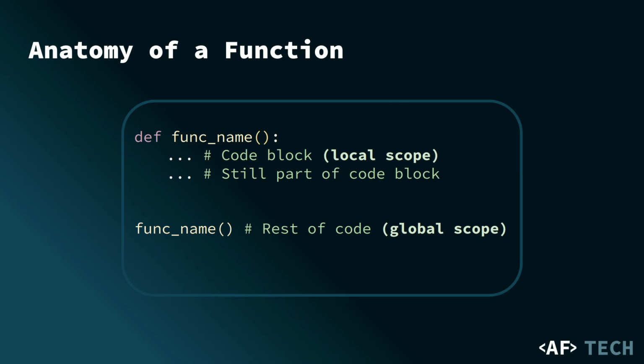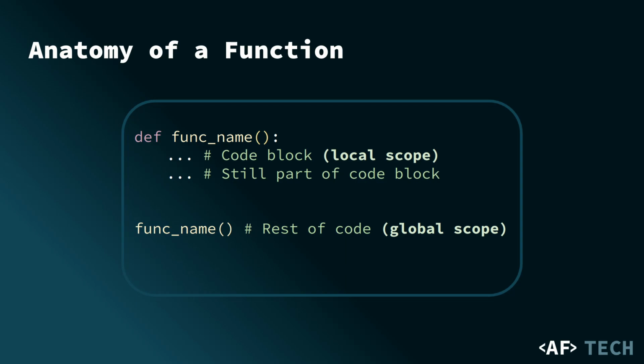Once your code stops being indented, it is no longer part of the function, and it's part of the global scope of your program. So the code inside of the function is called the function's local scope, and code outside of the function, which is where we used to write all of our code, is called the global scope.